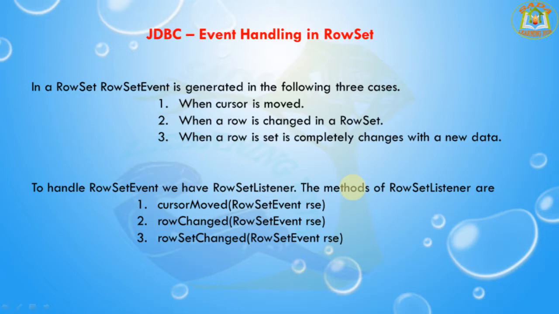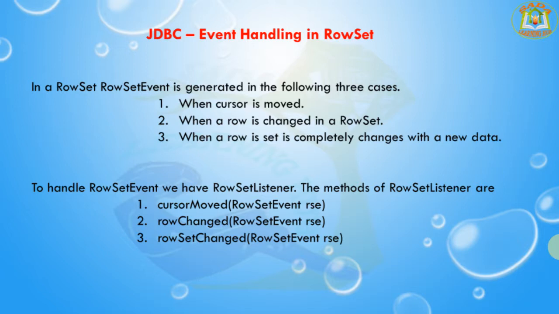Those are cursorMoved, rowChanged and rowSetChanged. cursorMoved means whenever we are moving from one row to another row, automatically the cursorMoved method will be fired. The next one is rowChanged. Whenever a row is changed, the rowChanged listener method will be fired. rowSetChanged: whenever we are changing the data of the RowSet, automatically the rowSetChanged method will be fired.